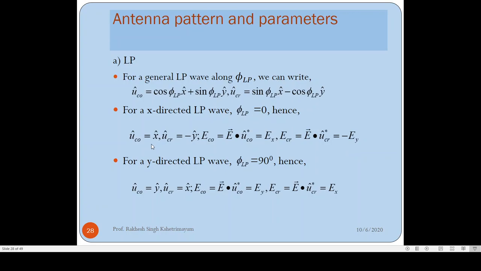Similarly, if you consider the y-directed LP wave, phi LP will become 90 degrees. In that case, the u co component will be y hat and the u cross component will be x hat. So if you want to find the E co component, you do the dot product of the electric field with the complex conjugate of the u co unit vector. What you get is Ey. E cross will become Ex.